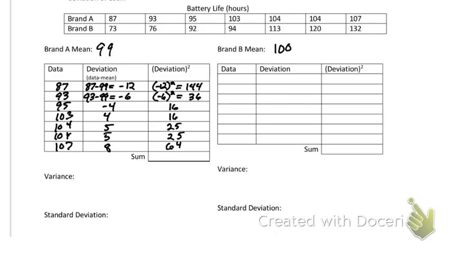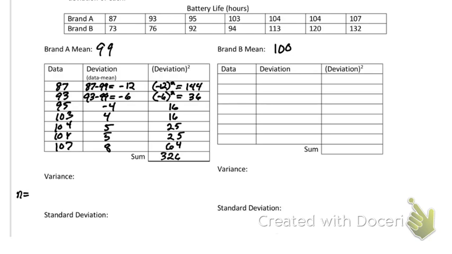So once again, our order was data, subtract the mean, square it. Now we're going to add them all together. When you add them all together, you should come up with 326. And now I'm going to calculate our variance. Our variance is our sum divided by our n. Our n in this case would be 7.